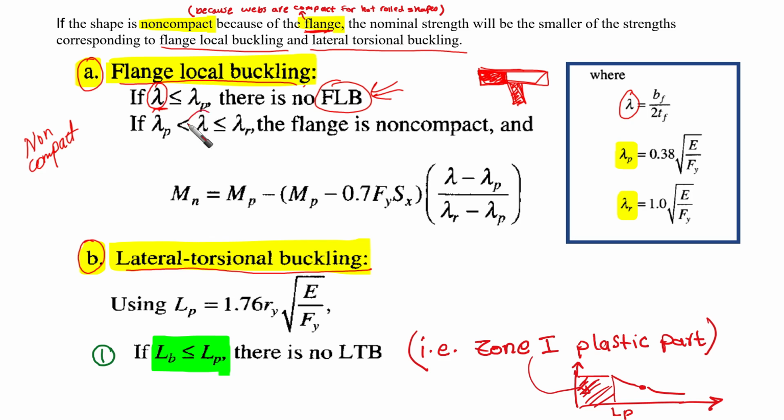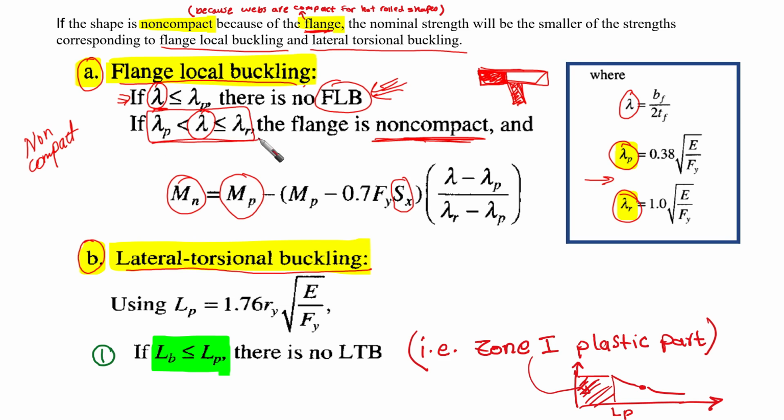But if our lambda is larger than lambda_p, between lambda_p and lambda_r, then we should worry. The flange is non-compact, and in this case we obtain the nominal flexural strength: M_n equals M_p minus (M_p minus 0.7 F_y S_x) times (lambda minus lambda_p) over (lambda_r minus lambda_p), as we have explained before. So in the case where there is no flange local buckling, do not worry about it. In the case where the flange is non-compact, the nominal flexural strength should be calculated like this. The last case is lambda larger than lambda_r, which is slender, and we are not going to cover slender sections here. Slender sections will be covered later.